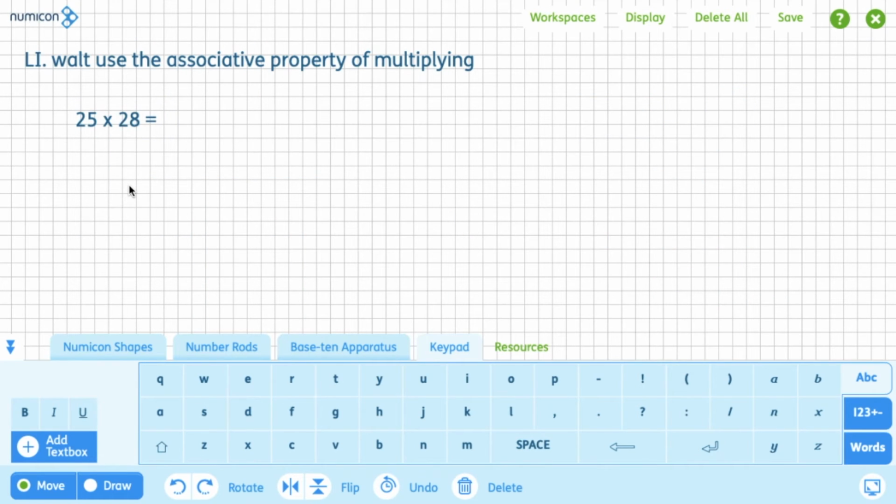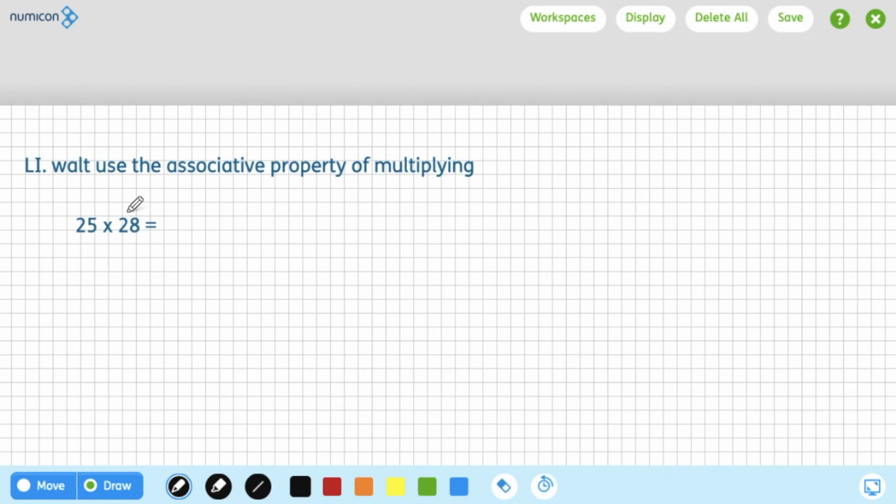All right, this time we're going to do 25 times 28, and this one has a beautiful number in it. It has 25, and we've talked about this before, but 25 is really good because 25 times 4 equals 100. So if you've got a way to make that 100, then you're laughing, okay? So we're going to leave 25, but if we think about the factors of 28, we've got 2 and 14, but we also have 4 and 7.